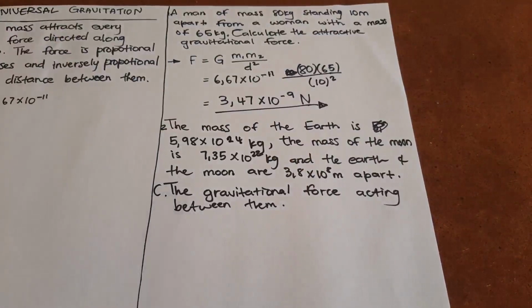So the mass of the earth is 5,98 multiplied by 10 to the power of 24 kg. The mass of the moon is 7,35 multiplied by 10 to the power of 22 kg, and the earth and the moon are 3,8 multiplied by 10 to the power of 8 meters apart. So calculate the gravitational force acting between them. Okay, yes, let's calculate.